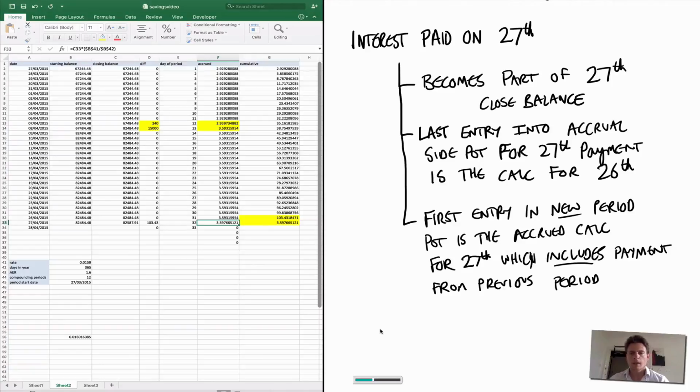And in summary, the interest is paid on the 27th. That interest becomes part of the closing balance in the account on the 27th. The interest is made up of a pool of all of the accrued interest calculations starting from the previous 27th, and the last entry into that pool is the calculation for the 26th. The next day, the first entry in the new period pool is the accrued interest calculation for the 27th, which includes the payment of the previous pool from the previous period, right?